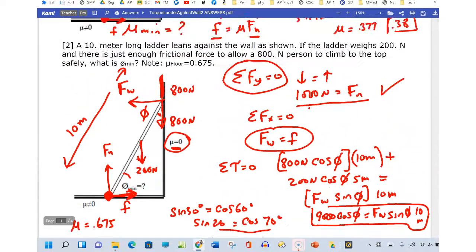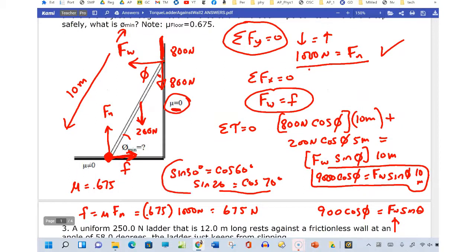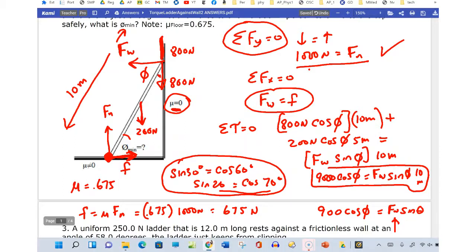And one of the other tricks that you should know is this over here. The sine of 30 equals the cosine of 60. The sine of 20 equals the cosine of 70. That's why I use cosine for this angle here. Instead of sine of the angle, it's the cosine. It's the cosine of the angle because that's the complement. And I did the same thing with the 800 Newton person. So you might want to look at that one again. Slow it down, pause it. That's it.